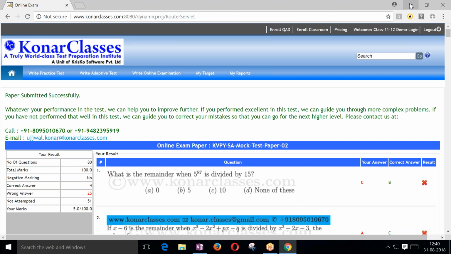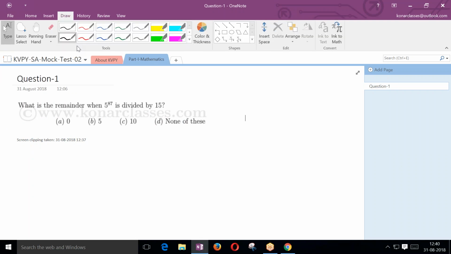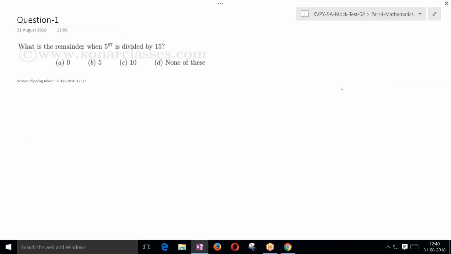So the first question is: what is the remainder when 5 power 87 is divided by 15? To answer this one, let us go back to our number theory. We need to divide by 15. We observe the following.